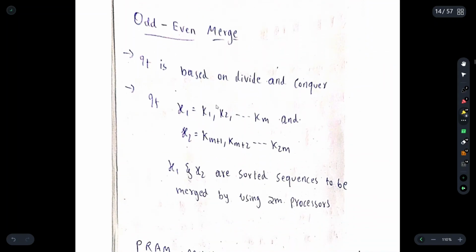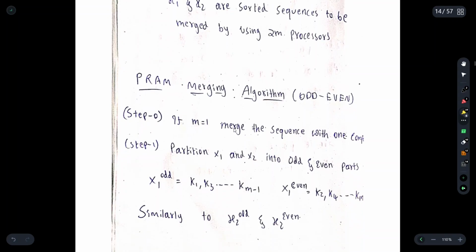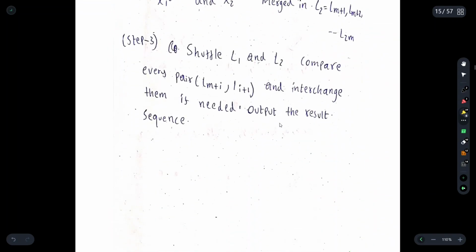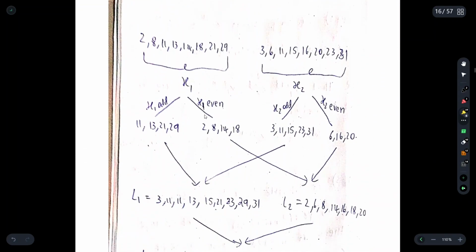Basically x1 consists of a list of odd values, whereas in the list of x2 the even values are considered. So all the even values will be considered in this x2. x1 and x2 are sorted sequences to be merged by using 2m processes. I will just discuss the algorithm after knowing about this problem.